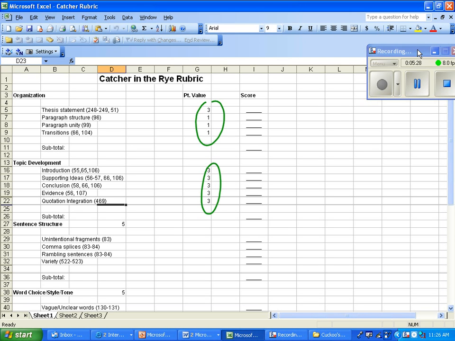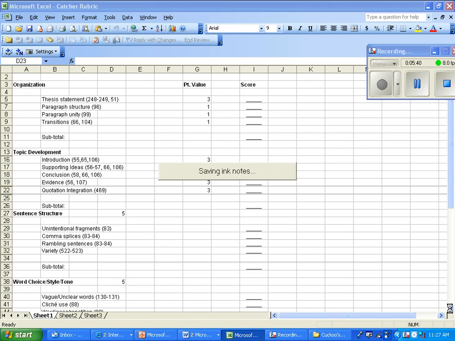And then down here, you start out with 5 points. And as I see errors, I mark them off of your page. Like if I see a fragment, I would mark off 1 point, and you'd be getting 4 points instead. That's why these tally marks are over here.